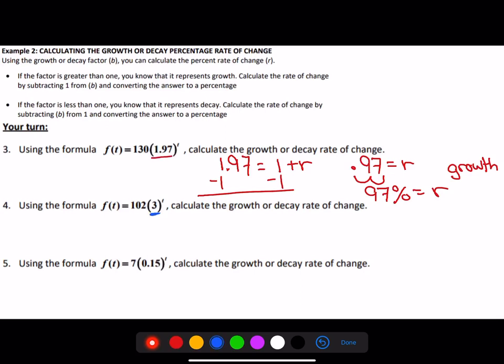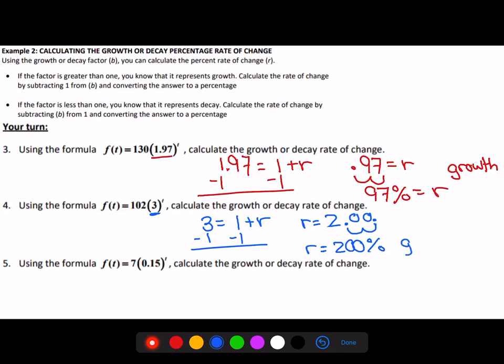Number 4, our b value is 3. Now, that means that I know that this is growth right away, because b is greater than 1. So we have 3 is equal to 1 plus r. Subtract 1 from both sides, and we get r is equal to 2. And then I have that decimal place at the end there. If I need to switch this to a percentage still, this is just written as a decimal. I move my decimal place 2 places right. I can fill those in with zeros as placeholders. And we have r is equal to 200%. Again, this is also growth.